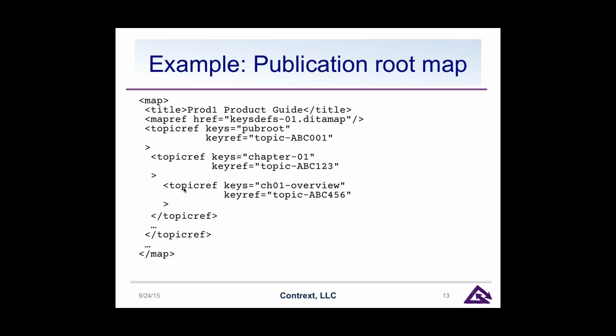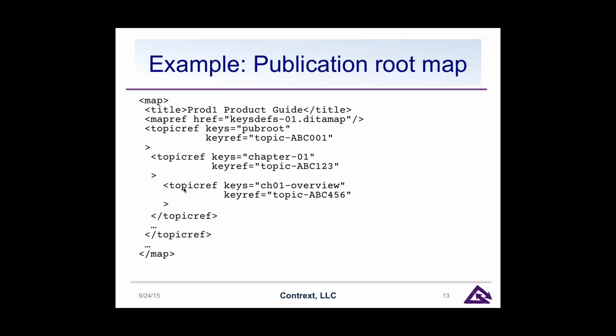And you can see for each one of these, I've got a keys attribute that reflects the structural location or the semantic use of that topic within the context of this publication, and then there's a key reference to a context-independent key, which we'll assume is defined in that key defining map. So this is the sort of pure implementation of my basic principle here.